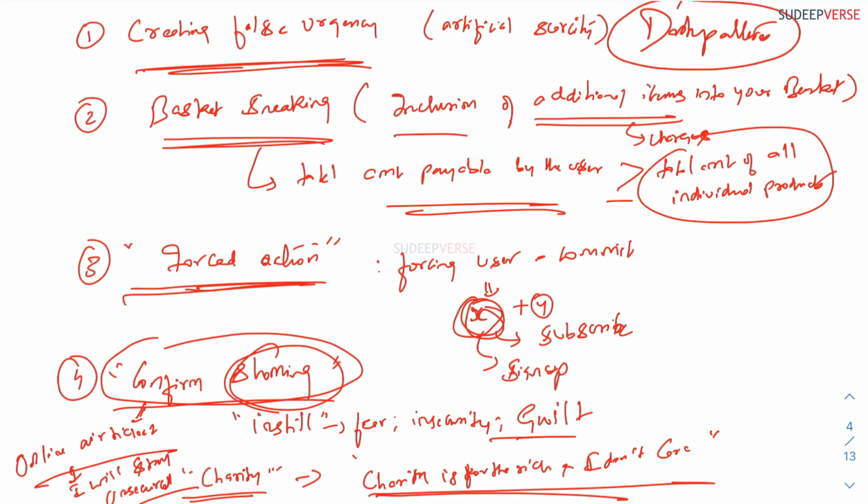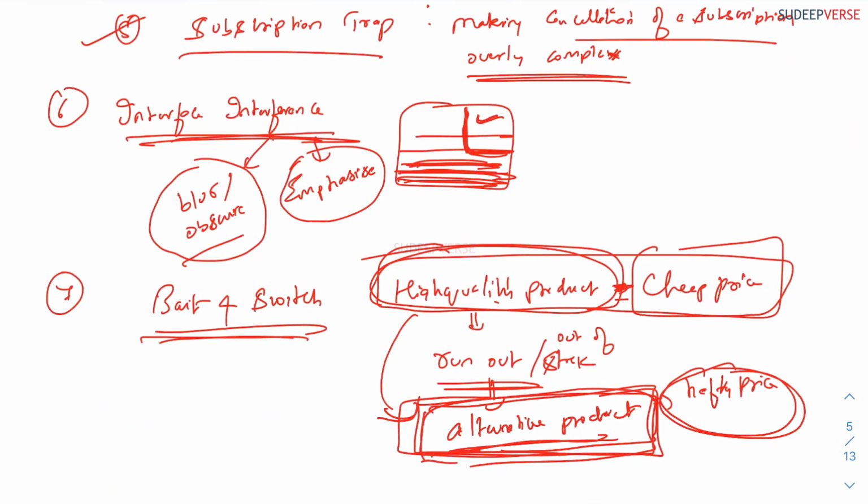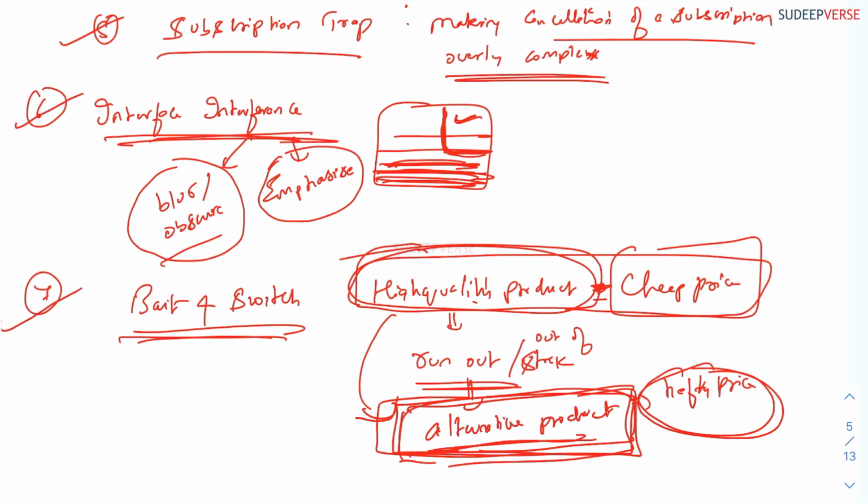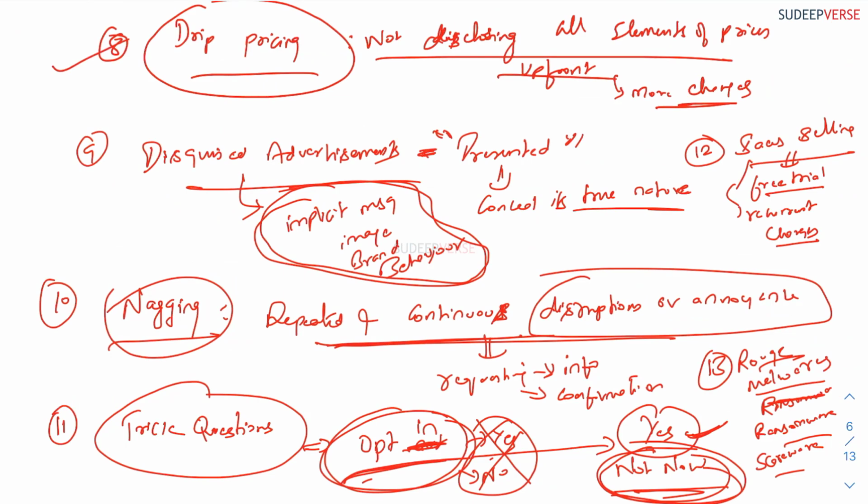So to just give you a list of it, the first is creating false urgency. The second is basket sneaking. The third is forced action. The fourth is confirm shaming. The fifth is subscription trap. The sixth is interface interference. The seventh is bait and switch. The eighth is drip pricing. The ninth is disguised advertisements. The 10th is nagging. The 11th is trick question. The 12th is SaaS selling. The 13th is rogue malwares.